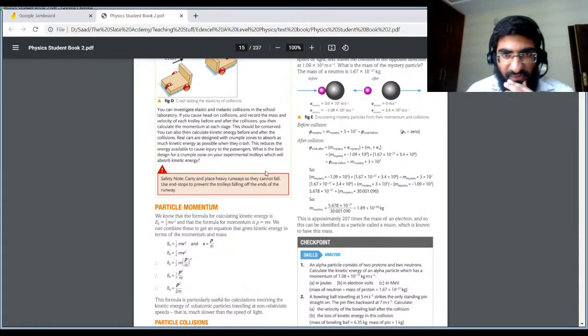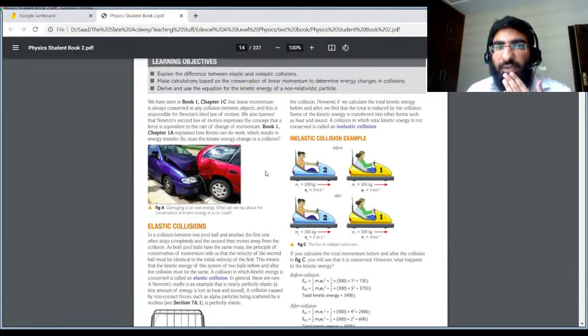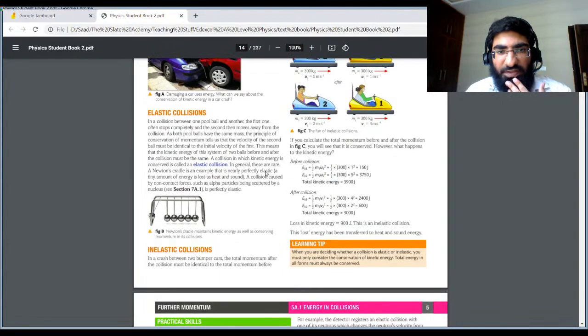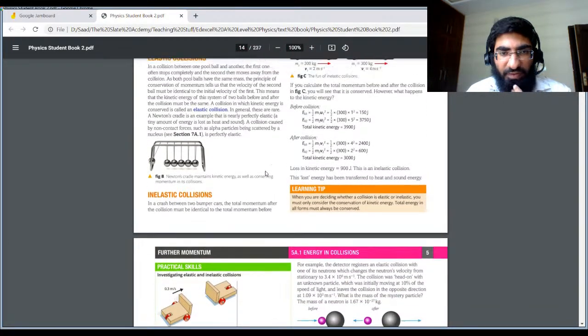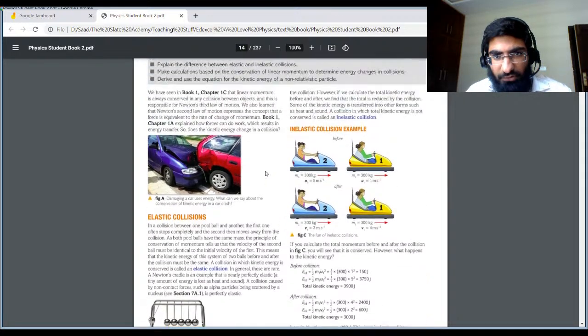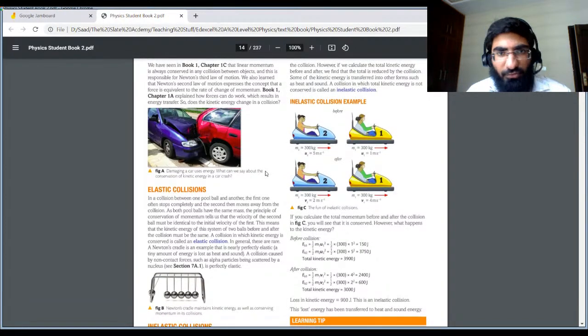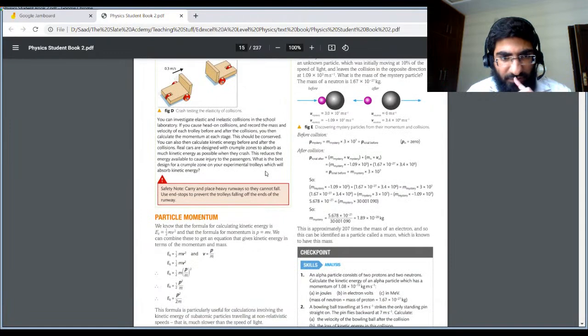Okay, so what had we done in the last class? In the last class, we had a revision of momentum. We talked about elastic and inelastic collisions, how in elastic collision the momentum and the kinetic energy stay the same. However, in inelastic collision, the kinetic energy changes. Kinetic energy is not conserved.